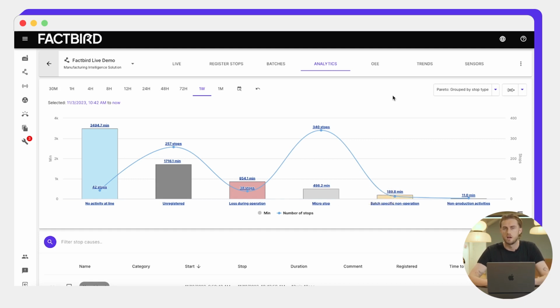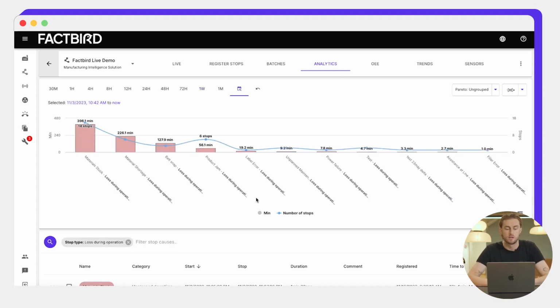Now, this is a nice high-level overview of the categories of downtime, but of course we're going to want to get into more detail of exactly what it is that's costing you. So let's click in loss during operation here and analyze the technical stops in more detail. So here you get a similar Pareto showing your top downtime reasons for red stops.